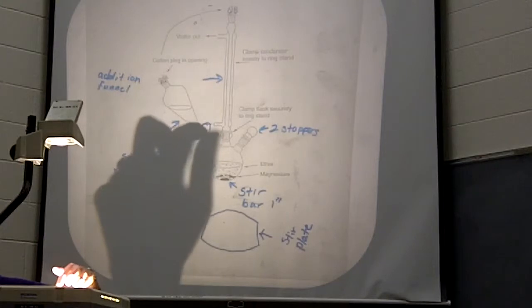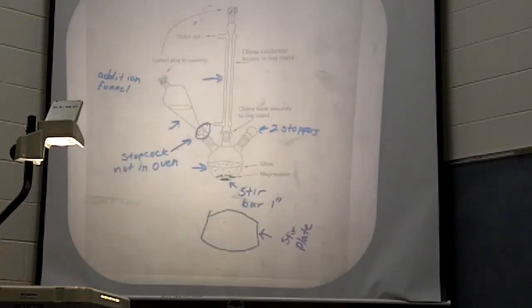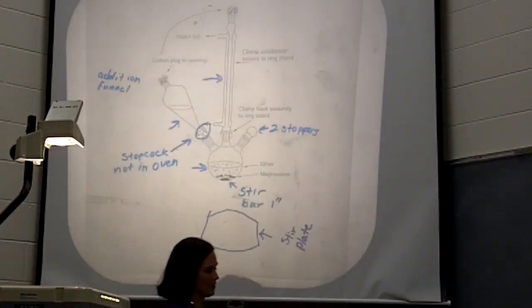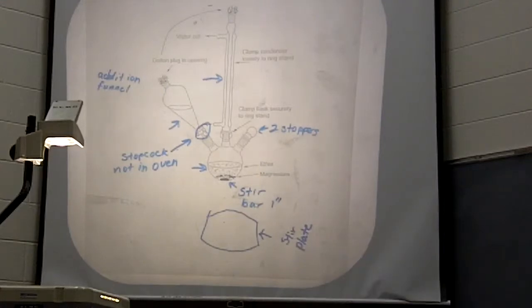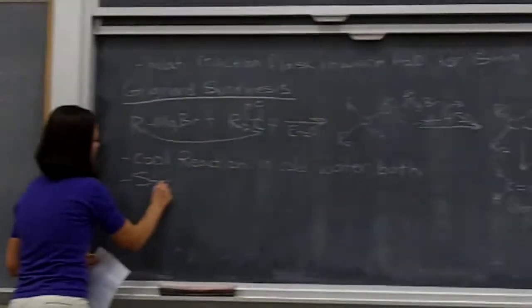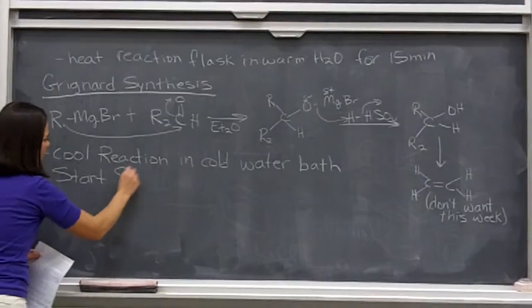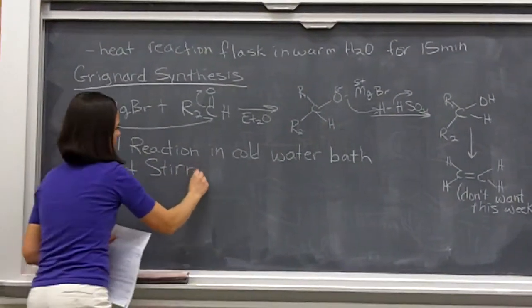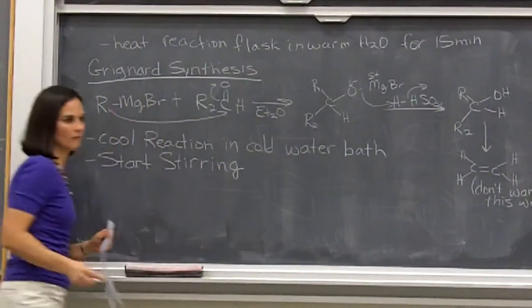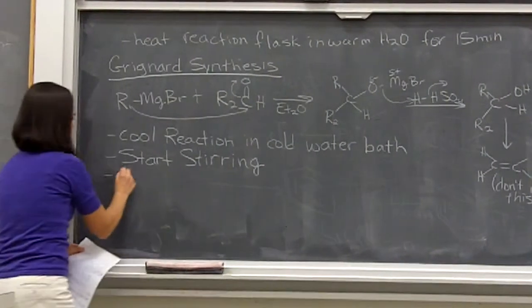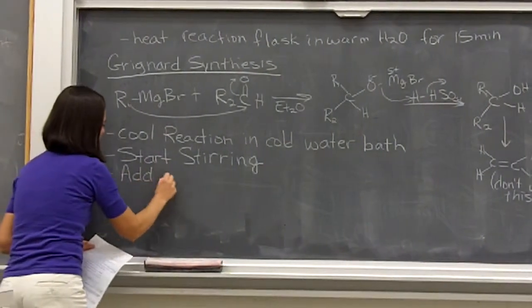Aldehyde solution goes in here with the stopcock closed, okay? At this point, this is when we can start stirring, okay? So we have not stirred up to this point. We can now start stirring. You're going to add the aldehyde dropwise.